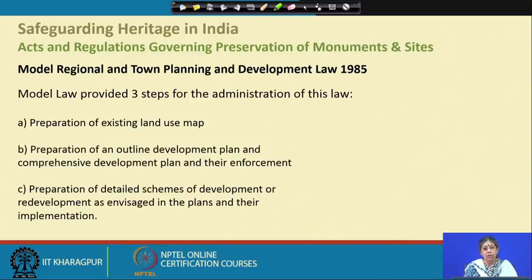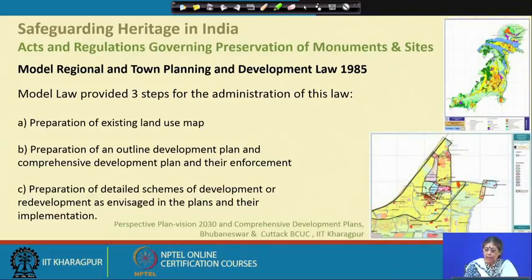We have been talking about how under the detailed scheme special areas can be designated, which can be a heritage area of significant value. So, in the case of Bhubaneswar, this special area, especially old Bhubaneswar, what we have seen as those bubbles, has been designated as a special heritage zone, and it has been incorporated as a part of the comprehensive development plan for Bhubaneswar.